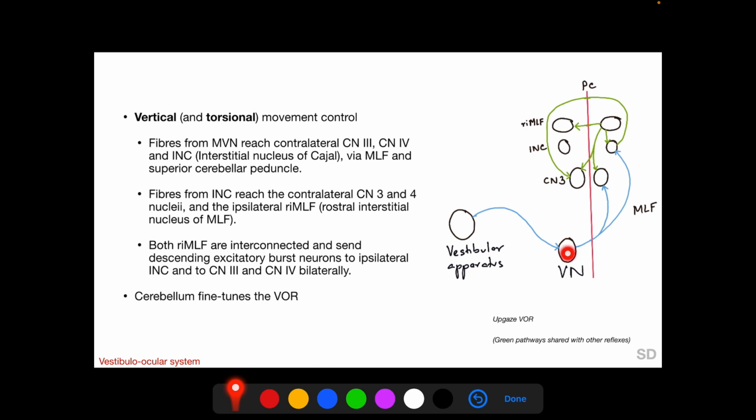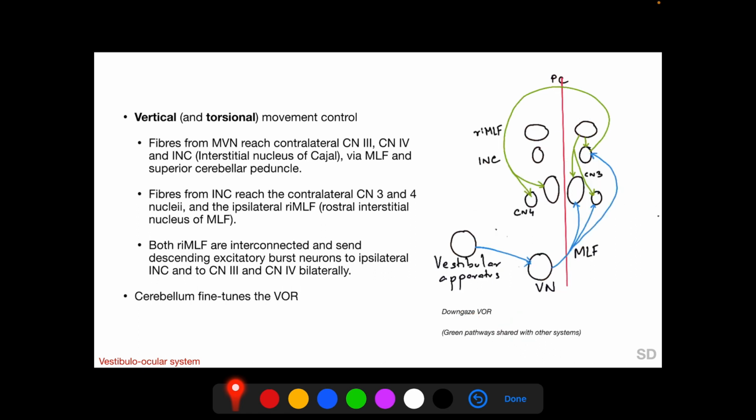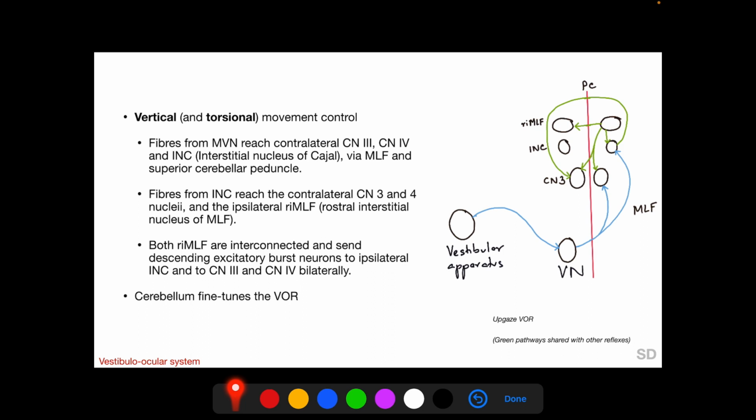Fibers from the medial vestibular nucleus primarily project to three locations: the contralateral CN3 nuclei for control of up gaze and down gaze, the contralateral CN4 nucleus for down gaze, and the contralateral INC. Now these fibers, which project from the medial vestibular nucleus to CN3, CN4 and INC, are located in the medial longitudinal fasciculus, the same structure which we have discussed in an earlier session, which contains connecting fibers from the 6th cranial nerve nucleus to the contralateral 3rd cranial nerve nucleus for horizontal gaze control.